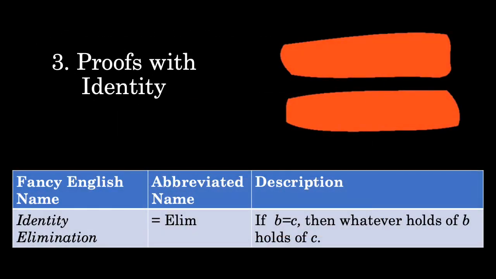There's two basic rules to using the identity operator in a proof. The first is what we call identity elimination, and typically in a proof we'll just put that as equals elim. Right? What this says is if B equals C, then whatever holds of B holds of C. In other words, you can always replace B with C in a proof.